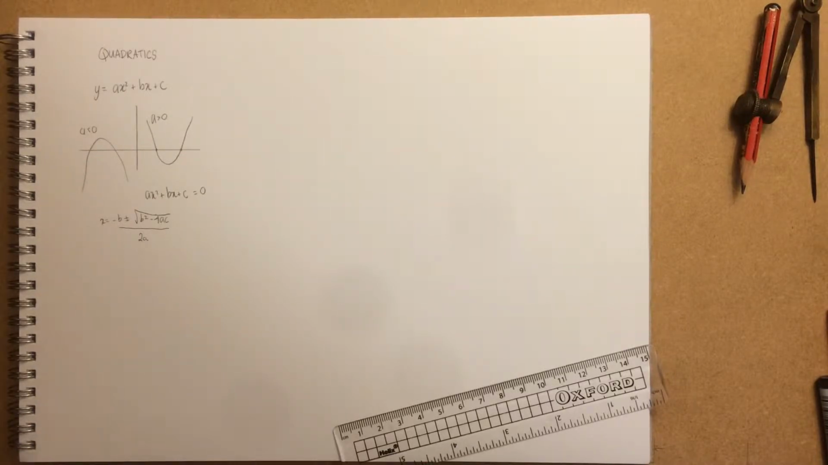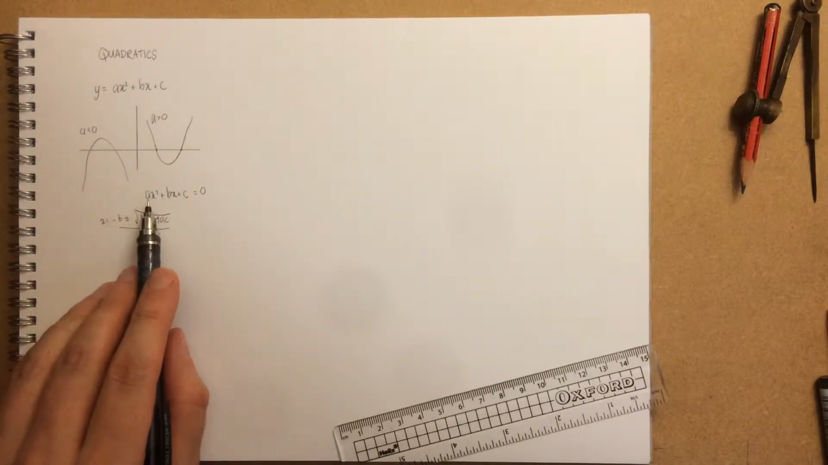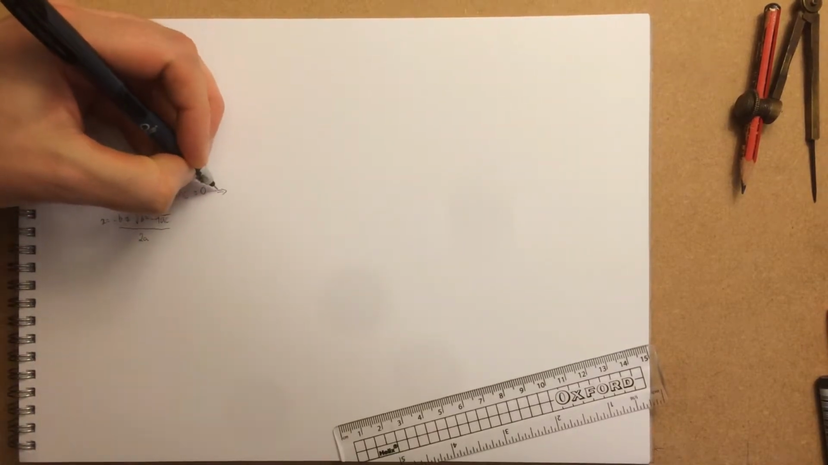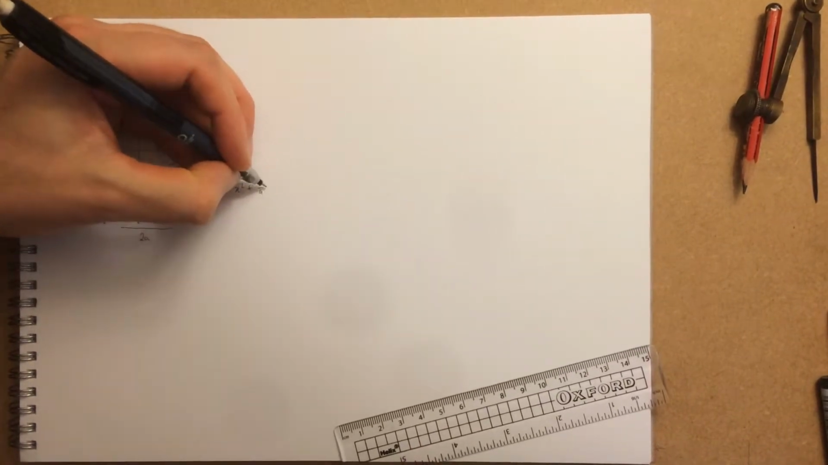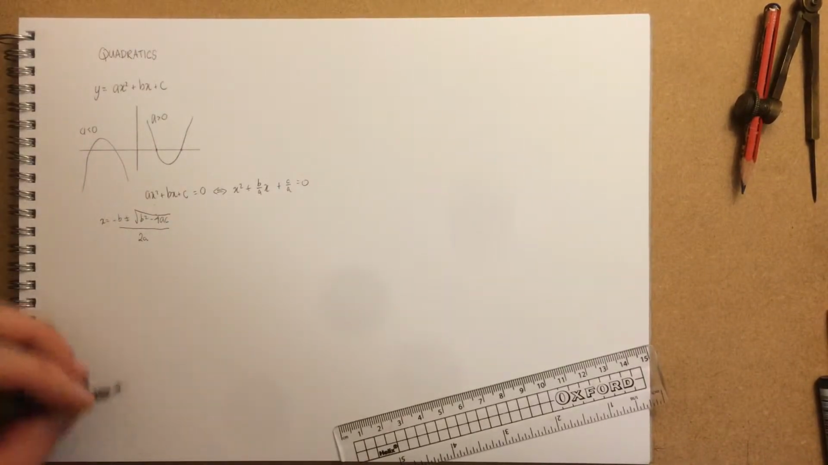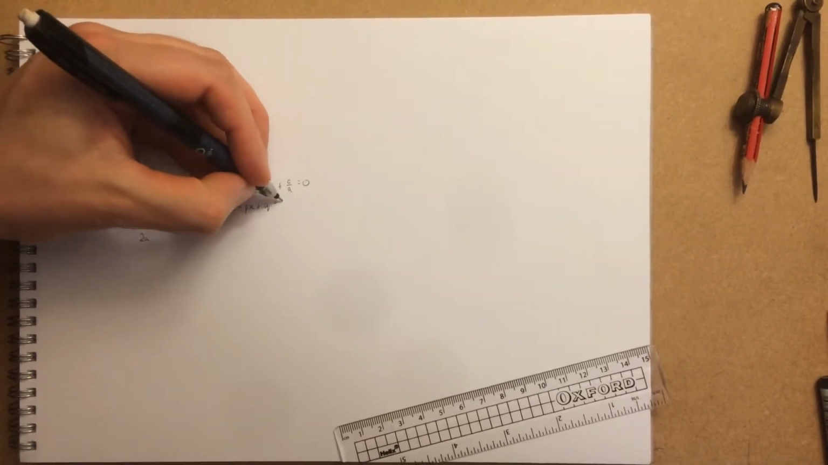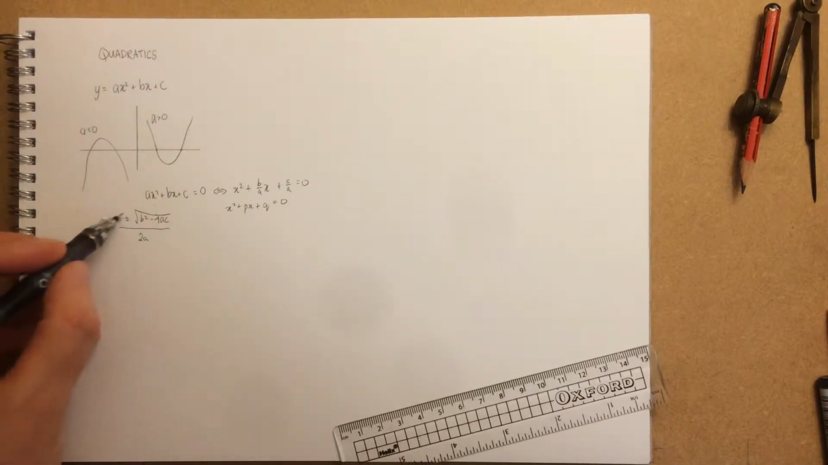So let's look at this in a slightly more sensible way. For a start, if you're trying to find that equal to 0, why not just divide through by a straight off and get x squared plus b over a x plus c over a equals 0. That's saying the same thing. So straight away we've written it more simply: x squared plus px plus q equals 0. So there's really no place for this formula.